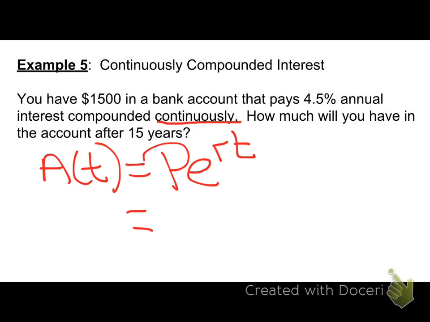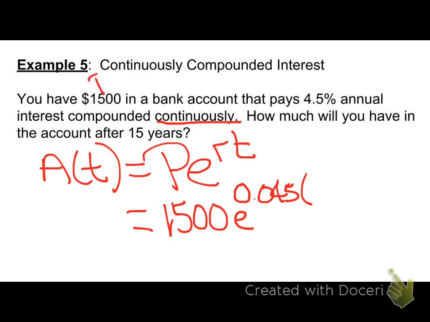So ladies and gentlemen, in this problem, and a lot of your continuous compounding problems will in fact be story problems, you have $1,500 in a bank account that pays 4.5% annual interest compounded continuously. How much will you have in the account after 15 years? Ladies and gentlemen, what number is P? 1,500. Correct. What is R? 0.045. Correct.